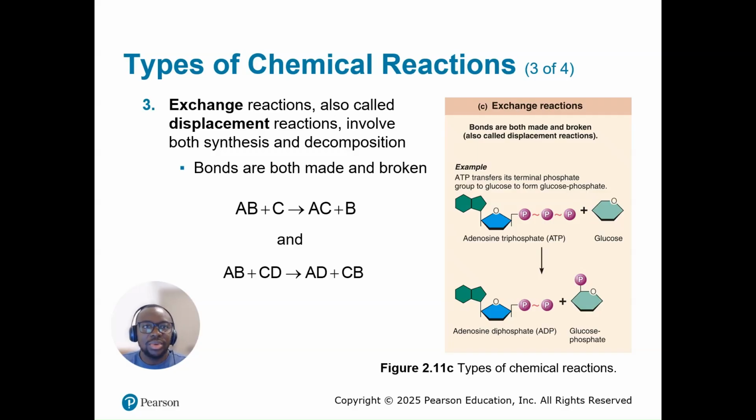Next is exchange reactions. In exchange reactions, bonds in molecules are both made and broken. Exchange reactions are also called displacement reactions. For example, a molecule of ATP or adenosine triphosphate transfers its phosphate group to glucose. This results in the formation of adenosine diphosphate and a glucose phosphate.